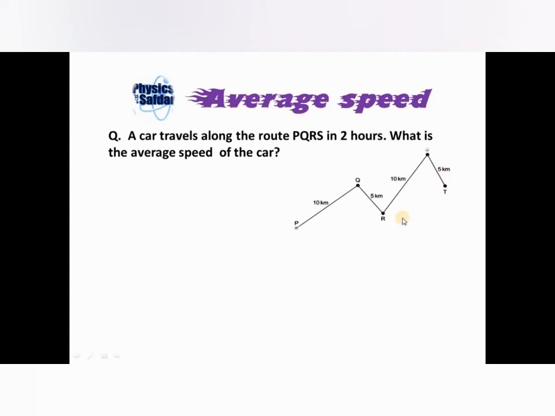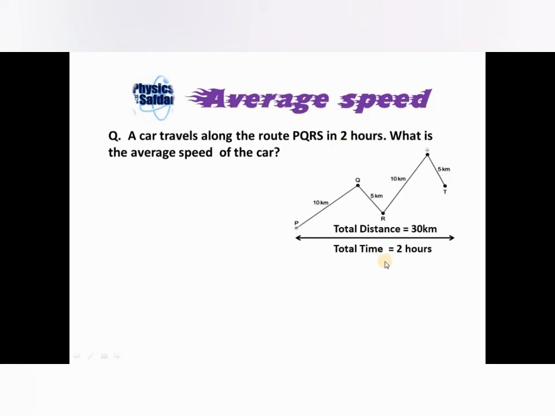If you want to calculate the average speed, you need to know two things only. Number one, what is the total distance covered during that journey? Here, it is 30 km. How will you calculate this one? 10 plus 5, 15. 15 and 10 becomes 25, plus 5, that is 30 km. The second thing you need is the total time. And the total time the car used is 2 hours.